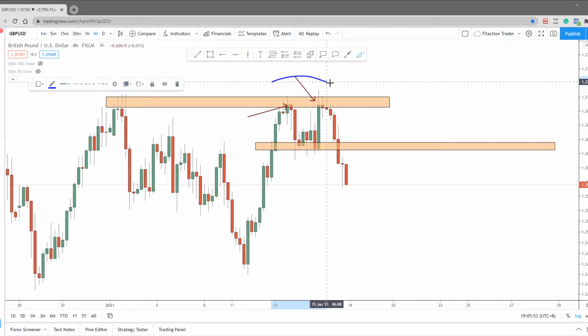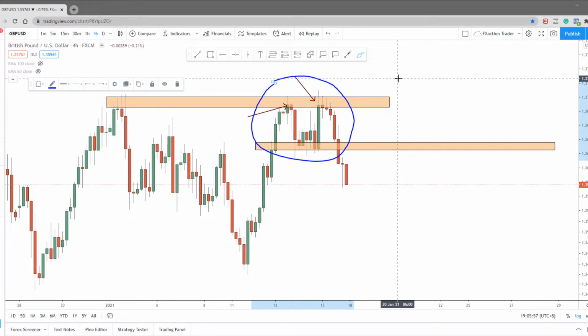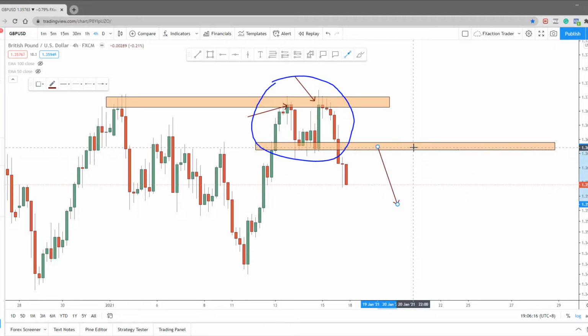And also, this is a very typical and nice double top pattern, which is also in a confluence zone with the previous daily or H4 resistance level. So this is a very good signal for us to go to a lower time frame and look for a short signal. So I'm going to wait for the market to retest this neckline.